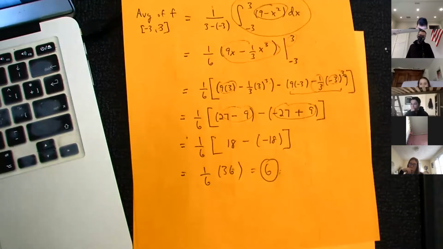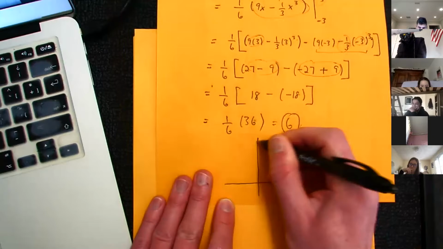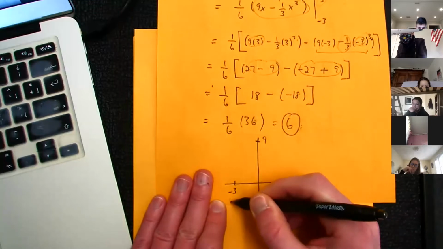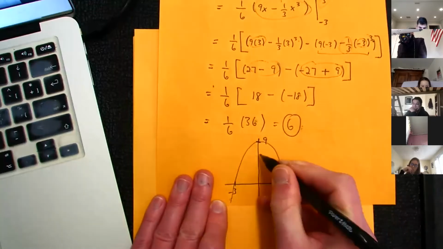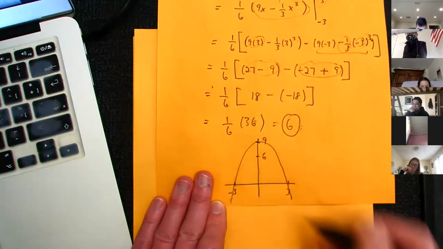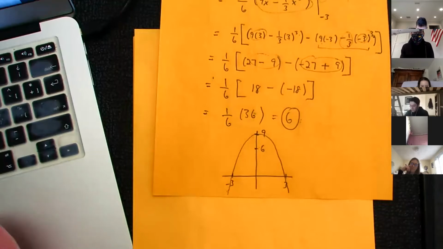Now, does that make sense? If you look at the graph, yeah, it kind of makes sense. The maximum value of the function on that interval is 9. The function pretty much looks like this. And 6 is like here. So, does that make sense? I mean, more or less, it's reasonable. Okay. Questions on that? Okay. Good.